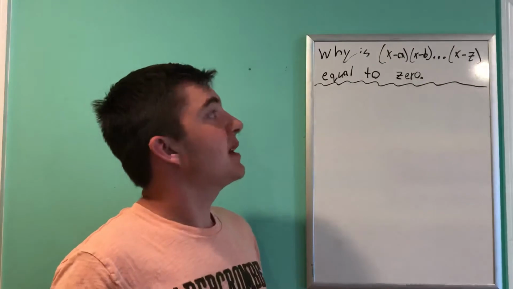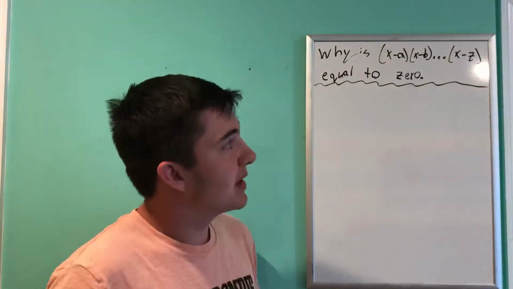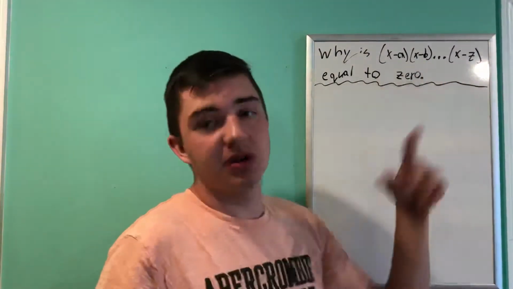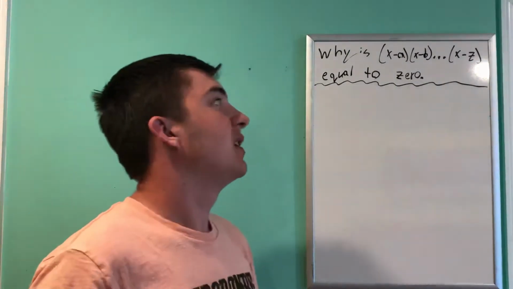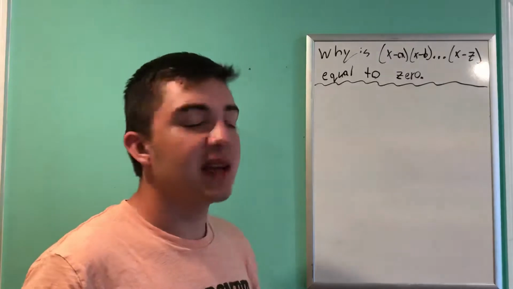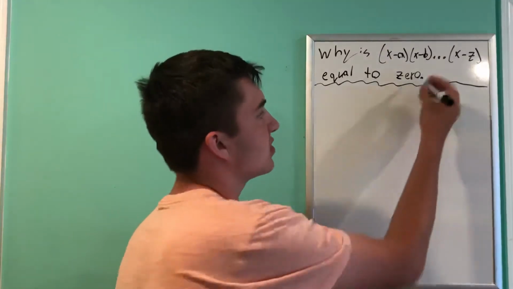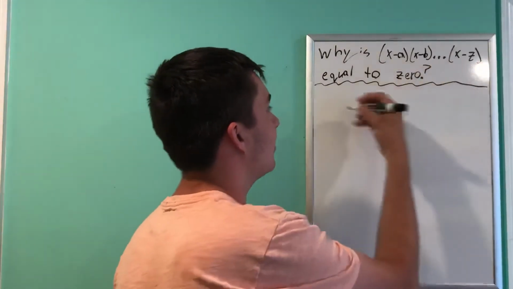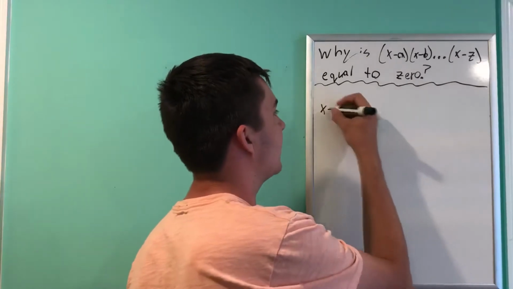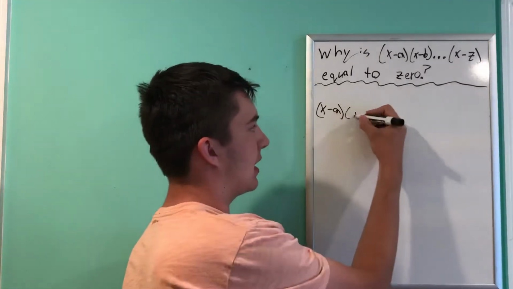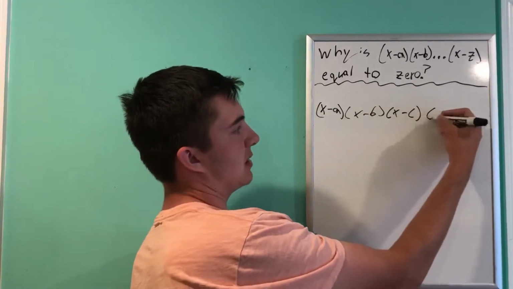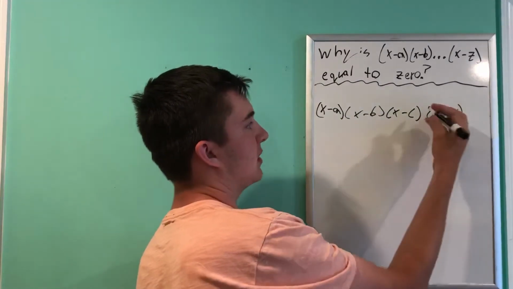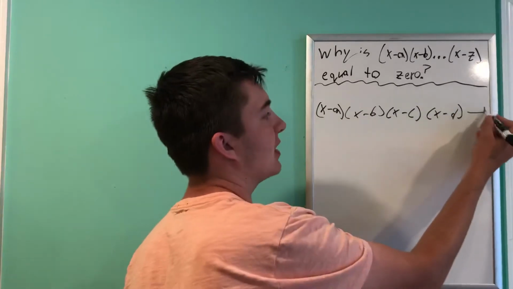Why is (x minus a) times (x minus b), and that means you continue, times (x minus c) times (x minus d) until you get to (x minus z), why is that equal to 0? That's the question. Why is this thing equal to 0? Well, let's draw it out a bit. x minus a, x minus b, x minus c, and this is going to keep going on forever.